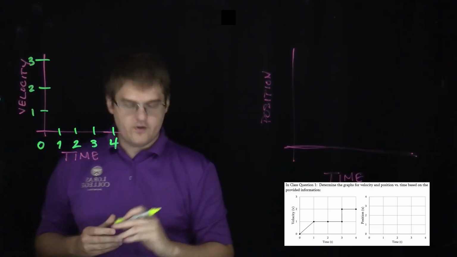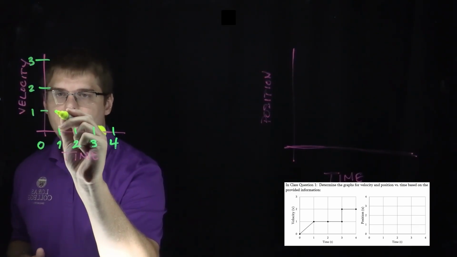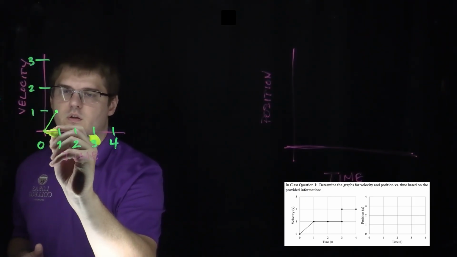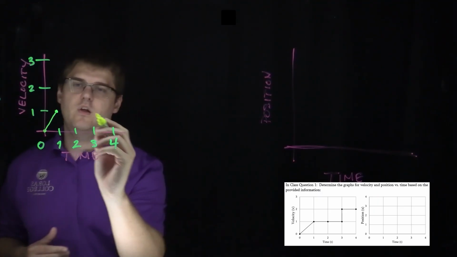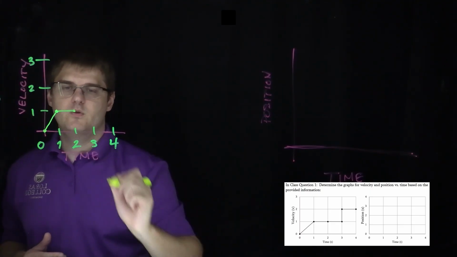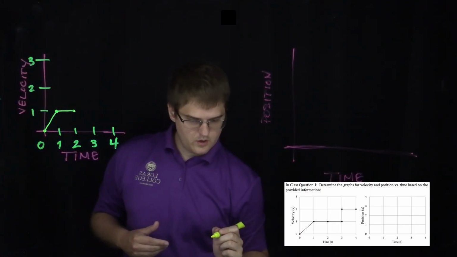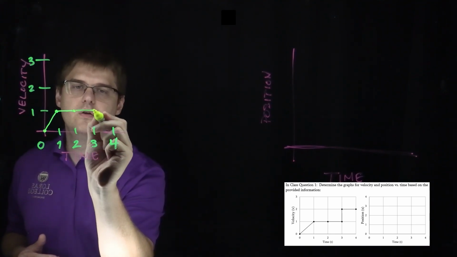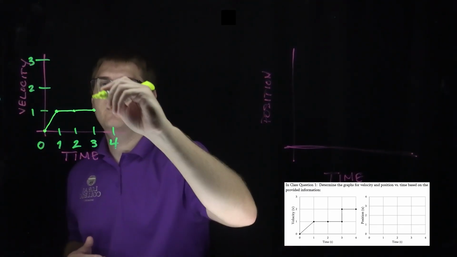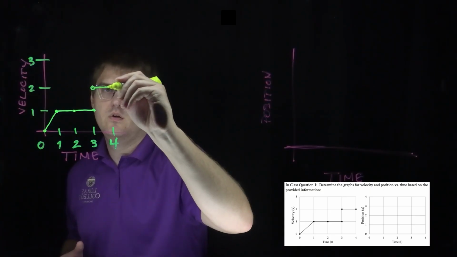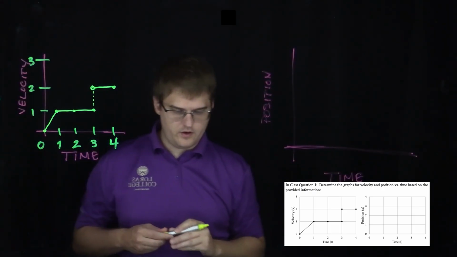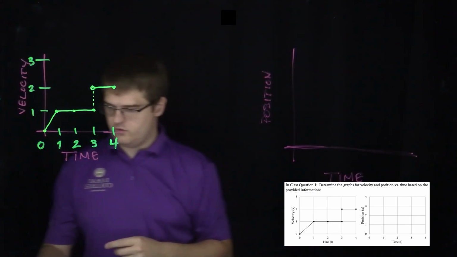For this, we have a diagonal line on our velocity graph. Now between 0 and 1, we are increasing our velocity. We then have a constant velocity of 1 between 1 and 2, and between 2 and 3. And then we have a jump up to a velocity at 4 of 2 meters per second.